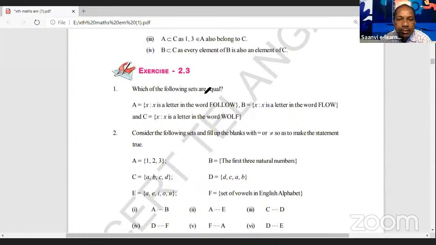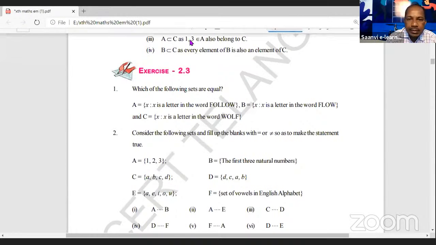Here, three sets are given. The first set, A is equal to X such that X is a letter in the word follow. B is equal to X such that X is a letter in the word flow. And C is equal to X such that X is a letter in the word wolf. Right. Three sets are given. So we have to say which sets are equal. Right. So let us see.